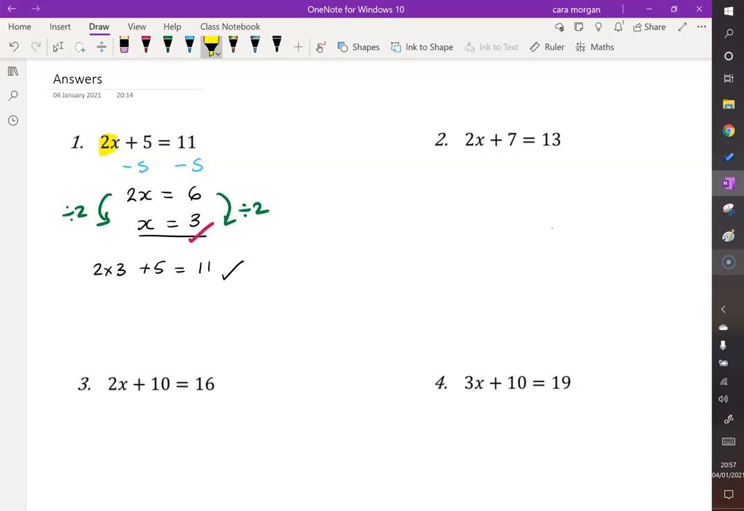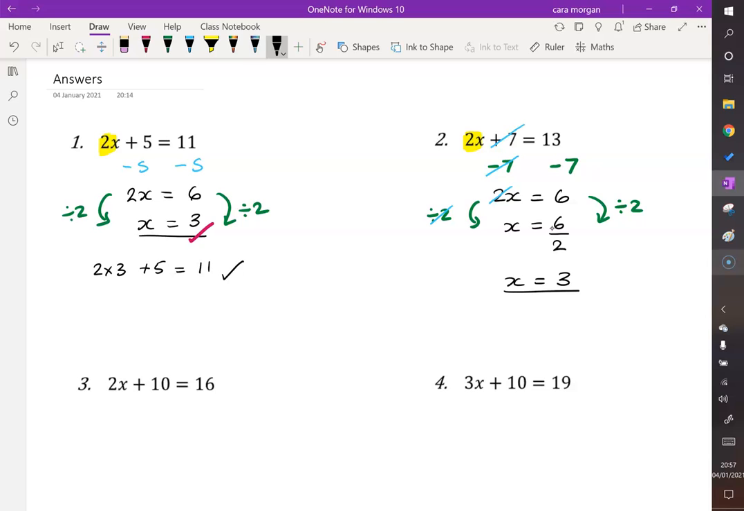Number 2. I will isolate the 2x. So I'm going to subtract 7 from both sides. The add 7, the subtract 7 cancel out. 2 x's are worth 6. I'm going to divide both sides by 2. And I know that the multiplying by 2, the dividing by 2 cancel. And I've got 6 divided by 2. 6 over 2, I can write it like that if I wish to, which is 3. I'm going to check to see if it works. 2 times 3 is 6 and 7 is 13. Yes, it works, and therefore my answer was correct.